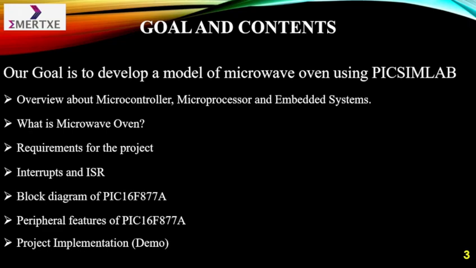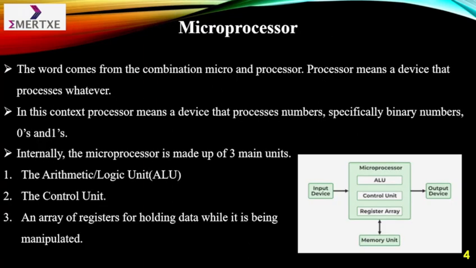Before going into the project, we can see an overview about microprocessor, microcontroller and an embedded system. Microprocessor. This word comes from the combination of micro and processor. A microprocessor incorporates the functions of a computer's central processing unit on a single integrated circuit or at most a few integrated circuits. The microprocessor is a multi-purpose programmable device that accepts digital data as input, processes it according to instructions stored in its memory, and provides results as output.